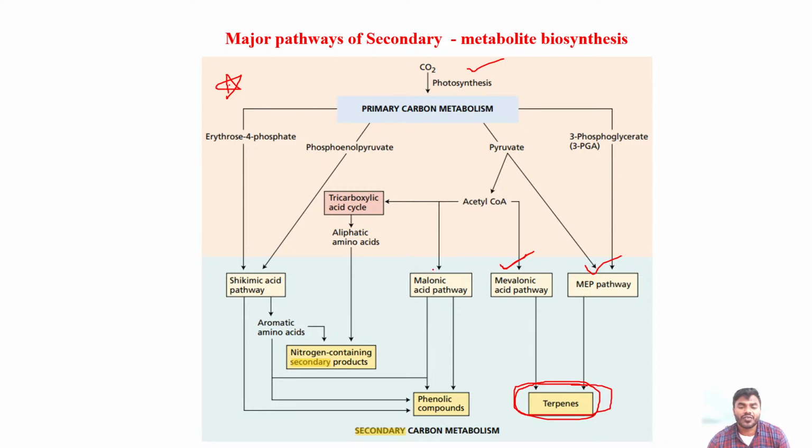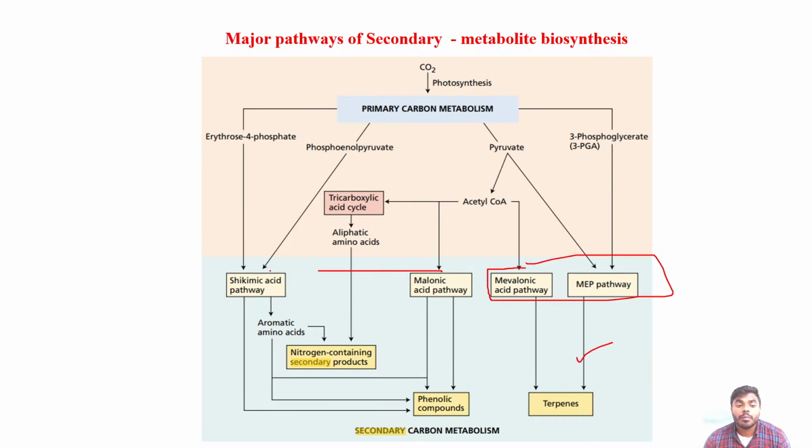Follow me very correctly, friends. The malonic acid pathway and the shikimic acid pathway. Keep it in your mind. These are extremely important for the biosynthesis of phenolic compounds. So please do not get confused with that particular point. Mevalonic and MEP for the terpenes, malonic and shikimic acid for the phenols.